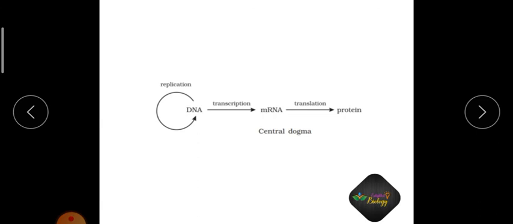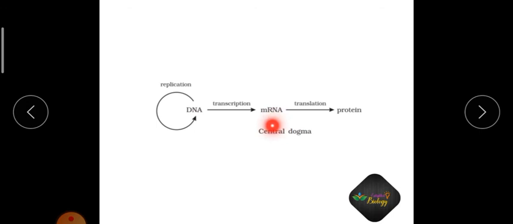We know that the genetic material is DNA in most organisms. DNA has the capability to make its own copy. That process is referred to as replication. Replication is a process in which DNA can make a copy of itself using one of the strands as a template.